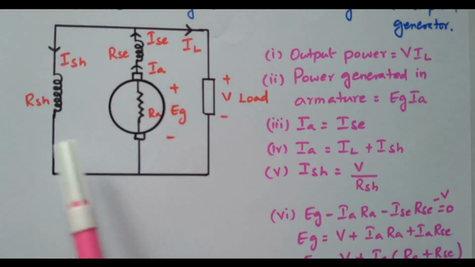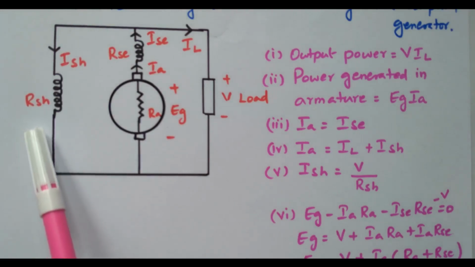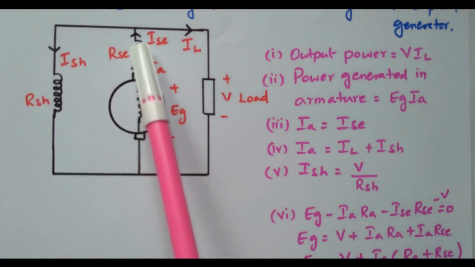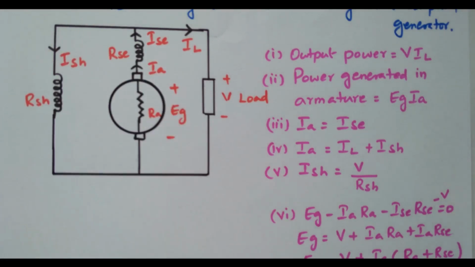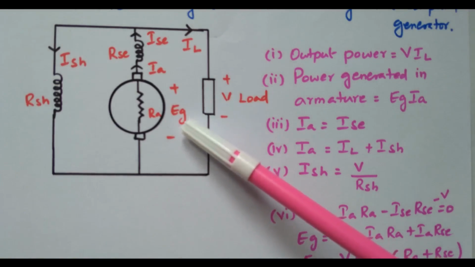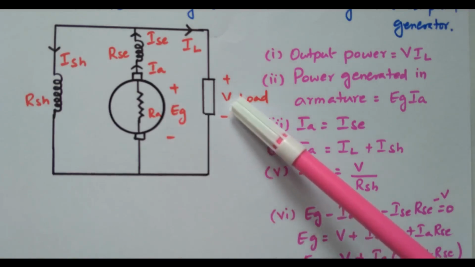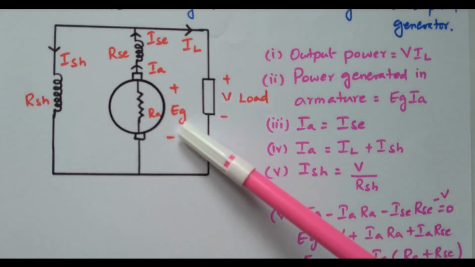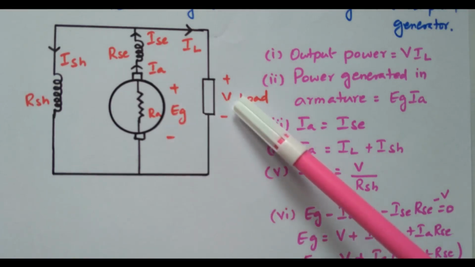Right? This long shunt means the shunt winding is connected across the combination of series winding as well as armature winding, right? Now we'll see the diagram. So this is the generated EMF, EG. This is the load terminal voltage. So after the drop, the balance voltage will be available at the load terminal.